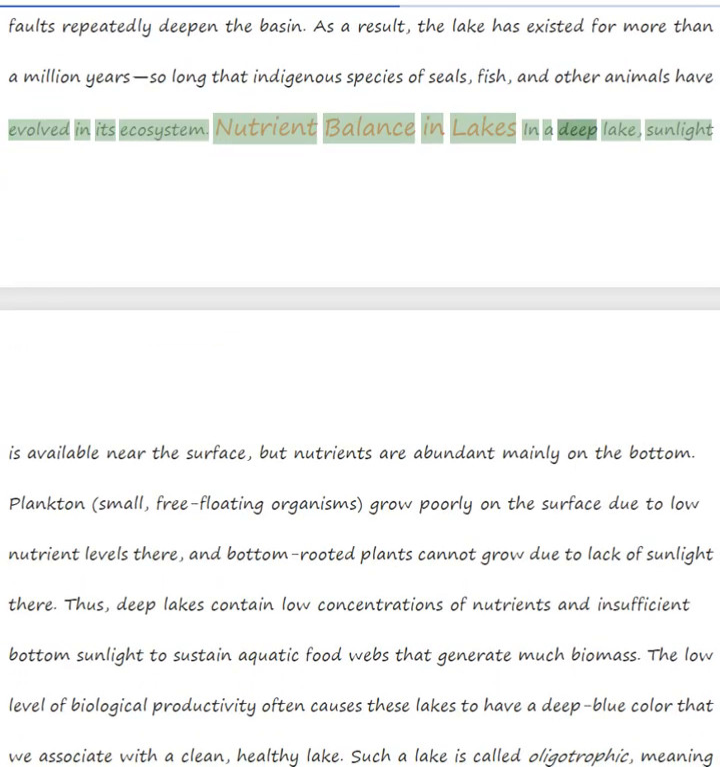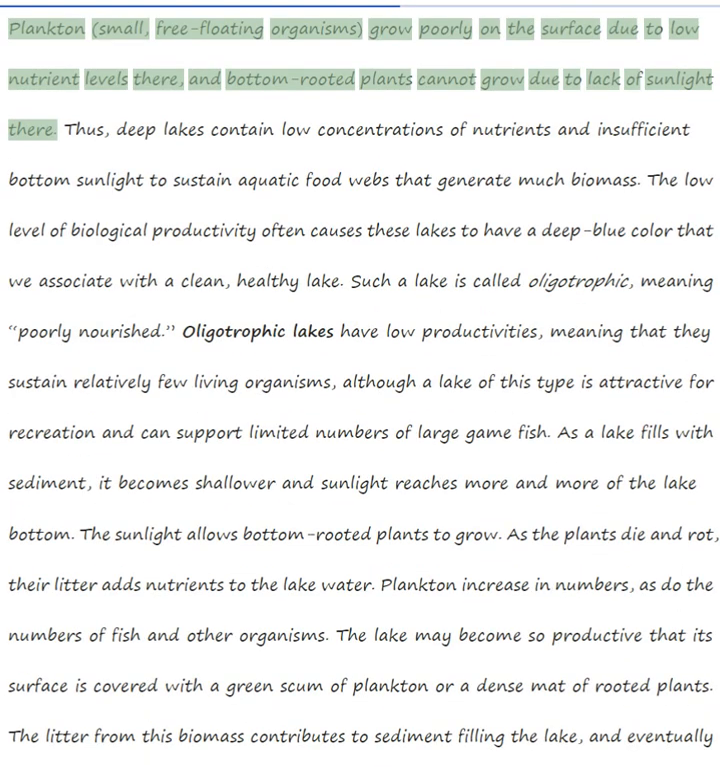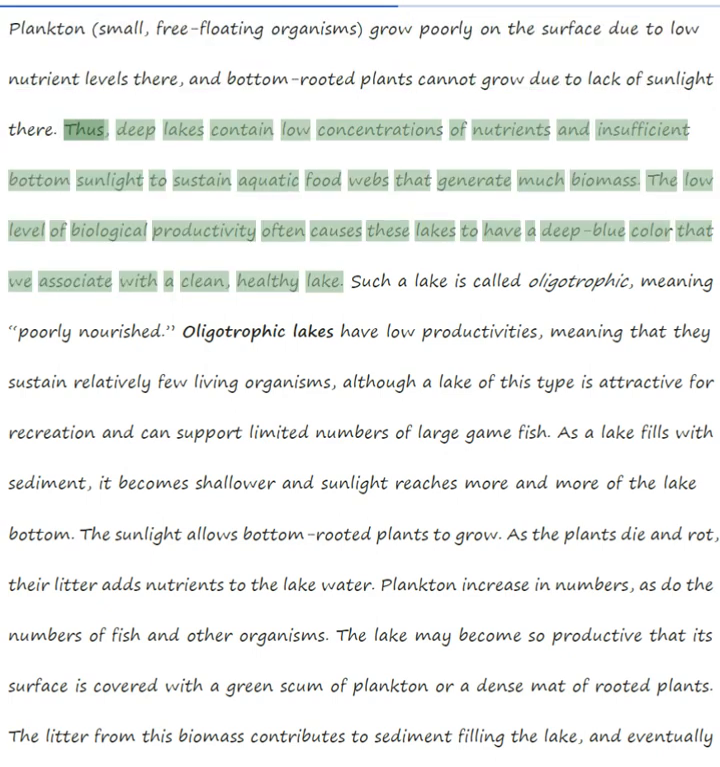Nutrient balance in lakes. In a deep lake, sunlight is available near the surface, but nutrients are abundant mainly on the bottom. Plankton grow poorly on the surface due to low nutrient levels there, and bottom-rooted plants cannot grow due to lack of sunlight there. Thus, deep lakes contain low concentrations of nutrients and insufficient bottom sunlight to sustain aquatic food webs that generate much biomass. The low level of biological productivity often causes these lakes to have a deep blue color that we associate with a clean, healthy lake.